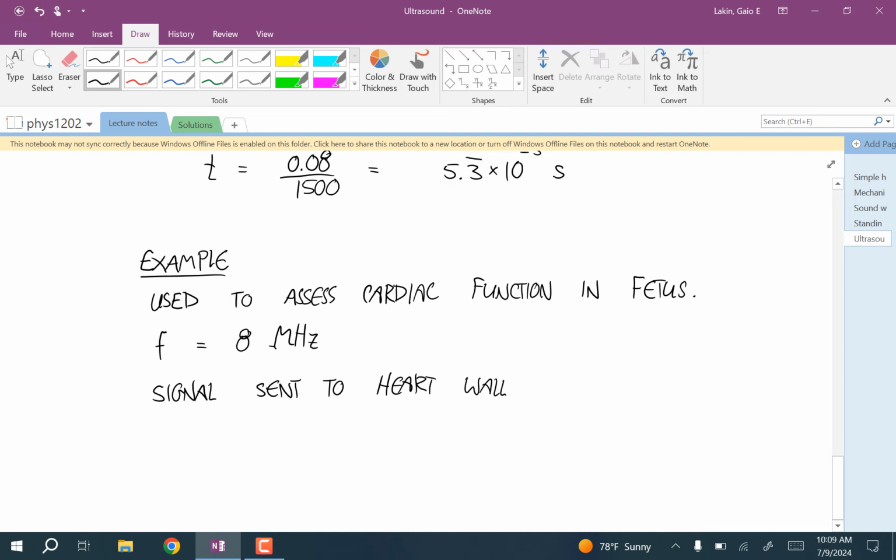And when the heart contracts, we expect a certain range of velocities from the heart wall to show us that the heart is functioning properly. And then this is reflected back from the heart wall to the receiver.